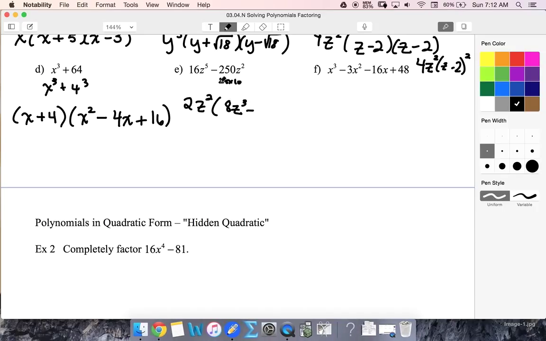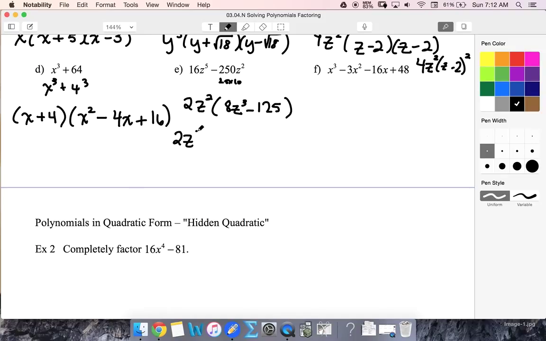minus, when I take out the 2, I've got 25 times 5, which is 125. But of course, 125 is also 5 cubed. 8z cubed is 2z, whole thing cubed. So I've got a difference of cubes here.